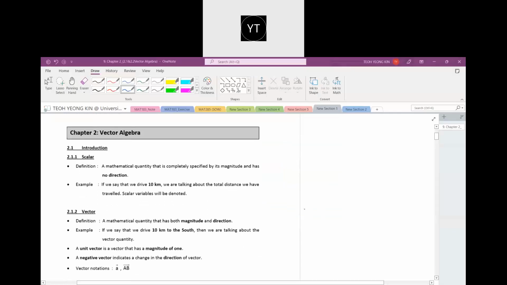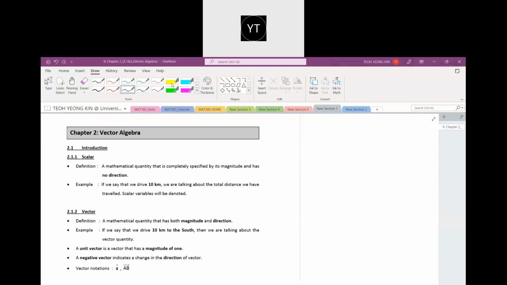In this video, we will look at vector algebra. So first, we look at what is scalar and what is vector. So the definition of scalar and vector. So let's say first definition. Let's look at the definition of scalar. So a mathematical quantity that is completely specified by its magnitude and has no direction.